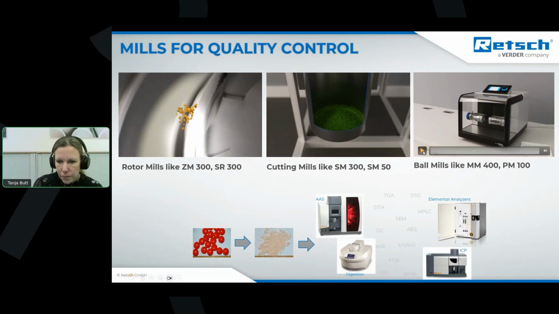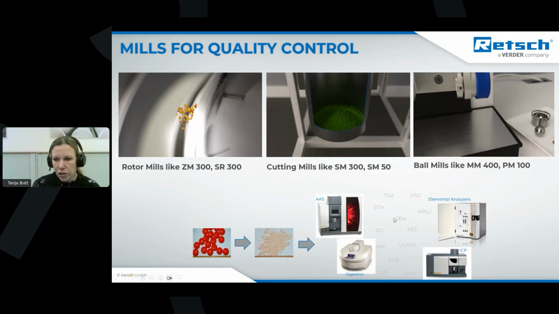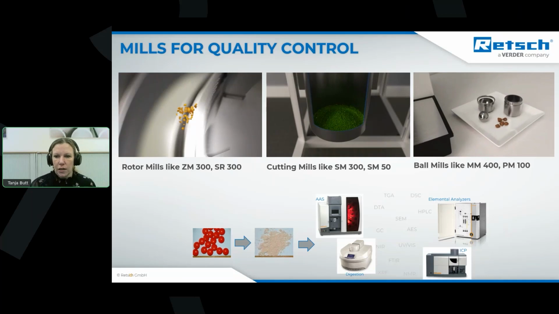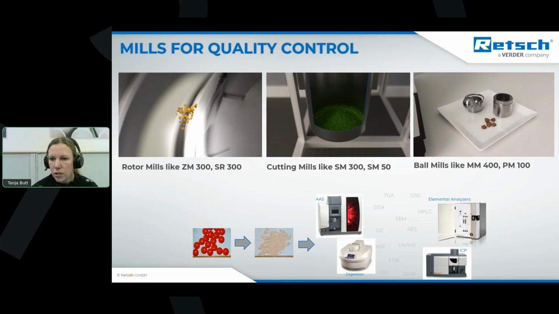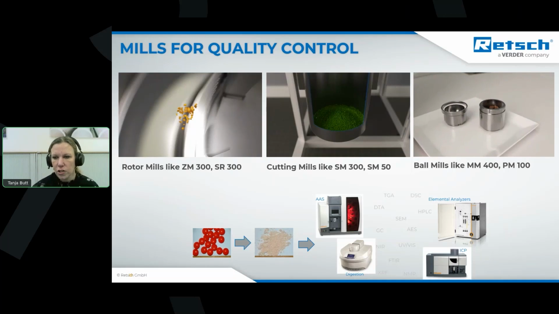And in a ball mill, we use balls and grinding jars like this. In this case, this is an MM 400, where you can crush a maximum sample quantity of 20 milliliters in one jar, or smaller, depending on the jar size.